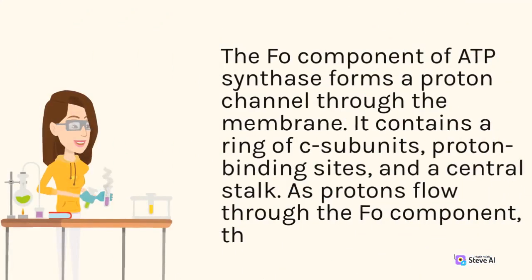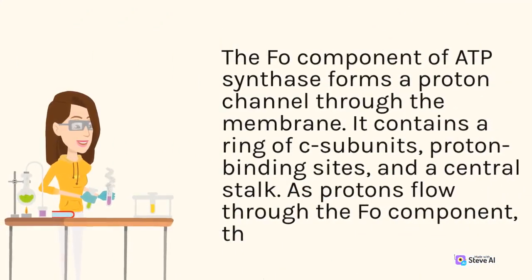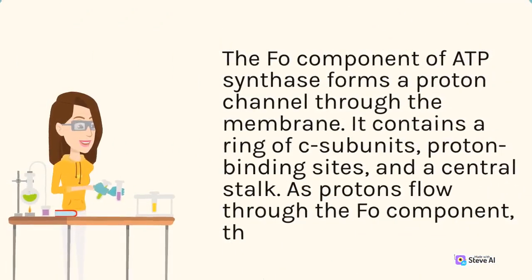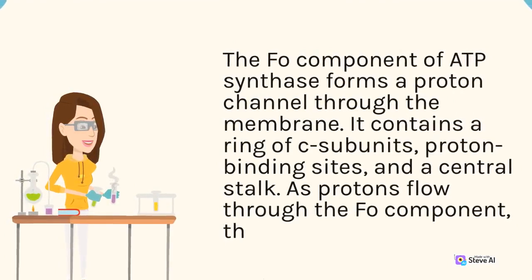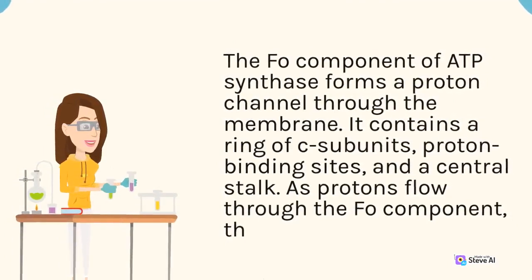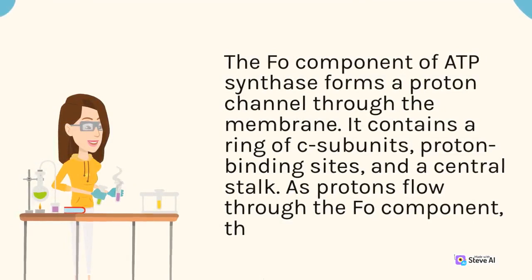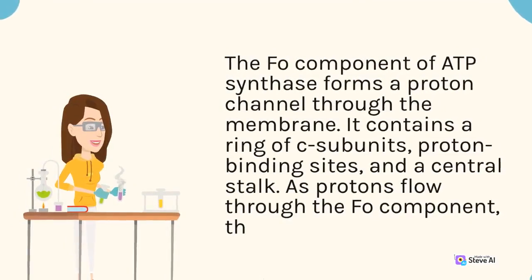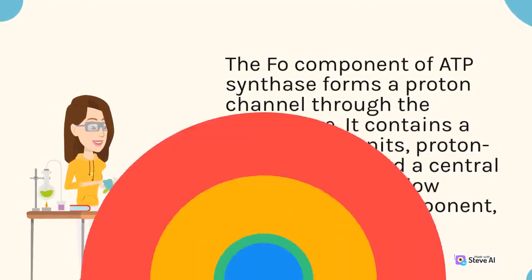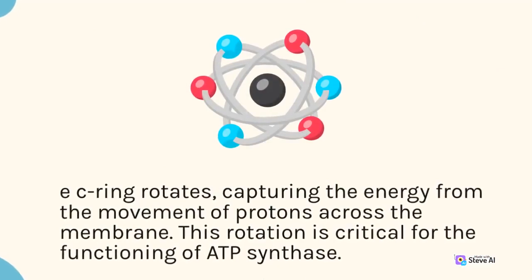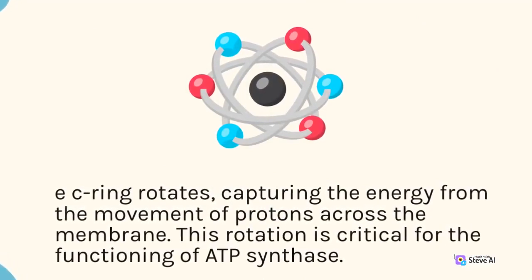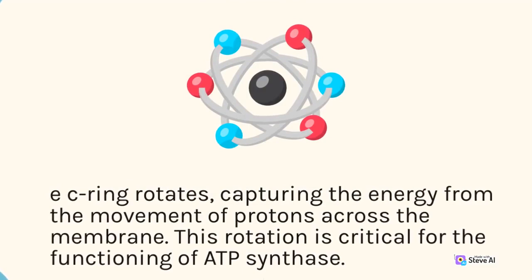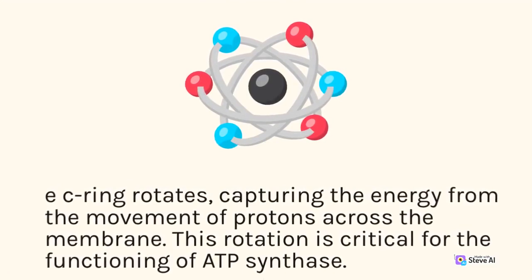The Fo component of ATP synthase forms a proton channel through the membrane. It contains a ring of C subunits, proton binding sites, and a central stalk. As protons flow through the Fo component, the C ring rotates, capturing the energy from the movement of protons across the membrane. This rotation is critical for the functioning of ATP synthase.